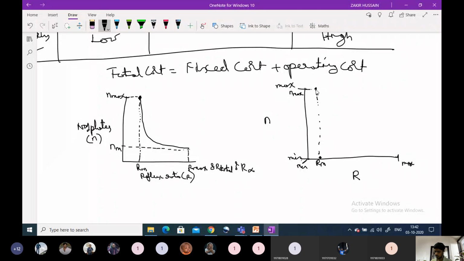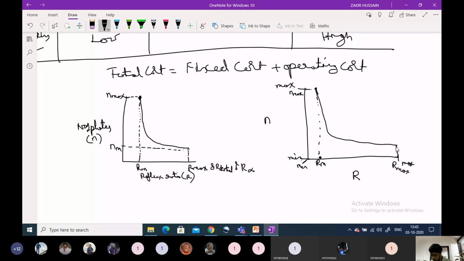The statement is this one. So as you continue to increase the reflux ratio, starting from the minimum, the increasing order of the reflux ratio is this one. If you try to increase the reflux ratio like this, the plot will come like this. So it will increase up to the maximum value. So the maximum reflux ratio is this one. So this one is R max. So the reflux ratio is maximum here.